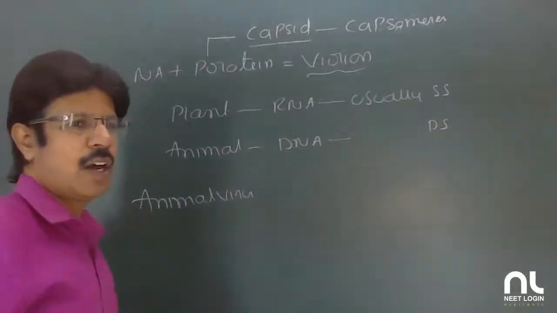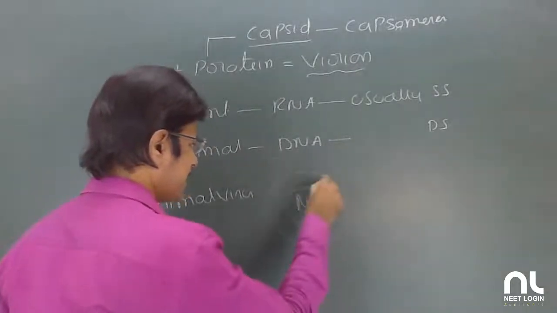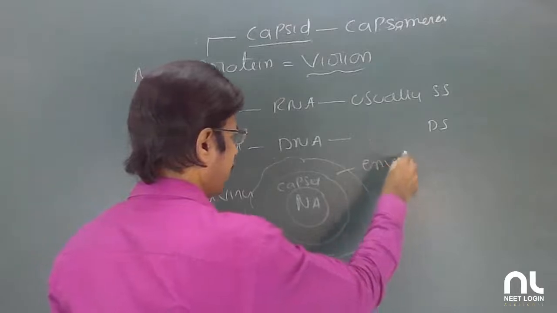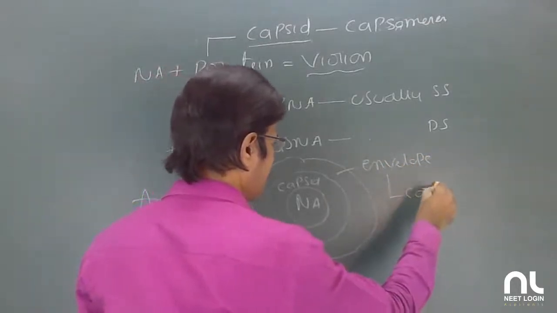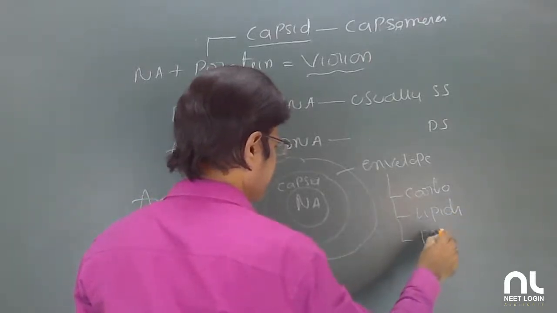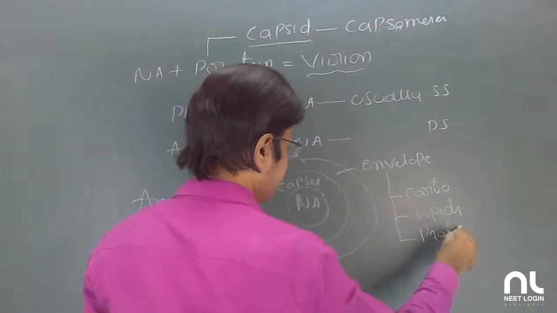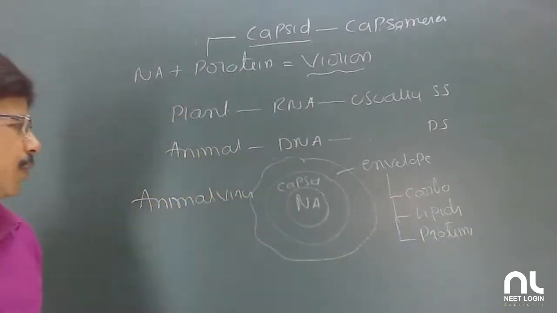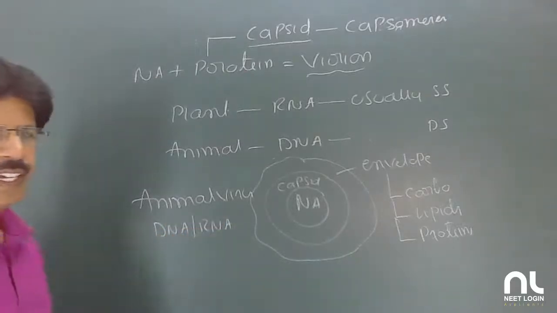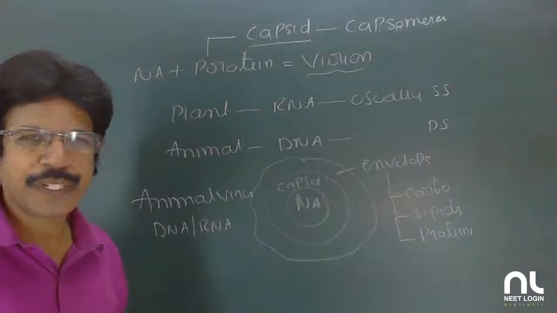And in the case of an animal virus having DNA, or in some cases RNA, that is nucleic acid plus capsid plus envelope, which has carbohydrates, lipids, proteins. So animal viruses have DNA or RNA with a capsid surrounded by an envelope. The envelope has carbohydrates, lipids and protein.